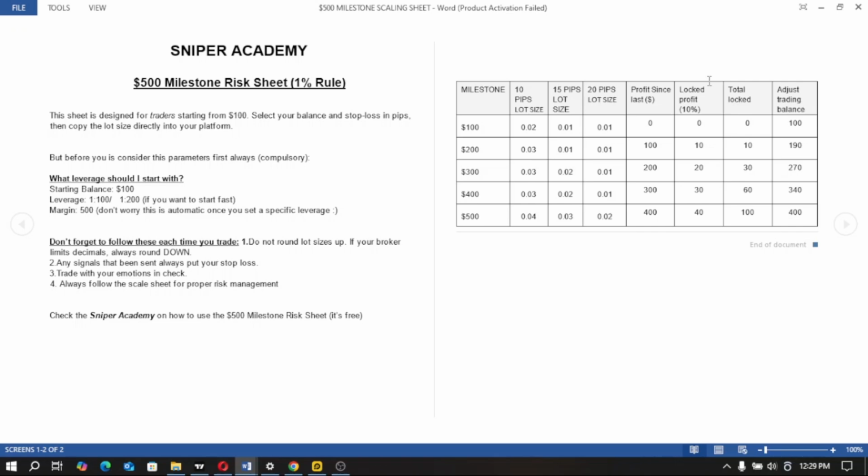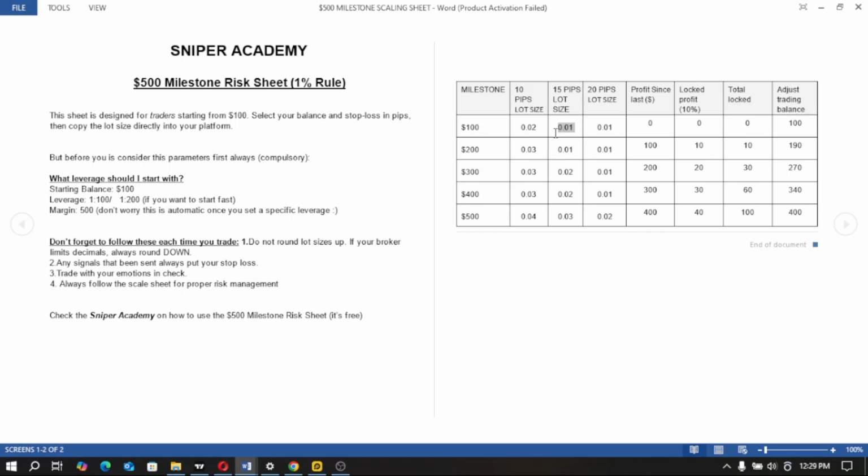That is how to put your stop loss. I think there's a video on how to put your stop loss out there. It should be there for you. But if it's 10 pips, you want to put this exact lot size. If it's 15 pips, you want to put this exact lot size. If it's 20, you want to put this exact lot size. I hope it is very clear.